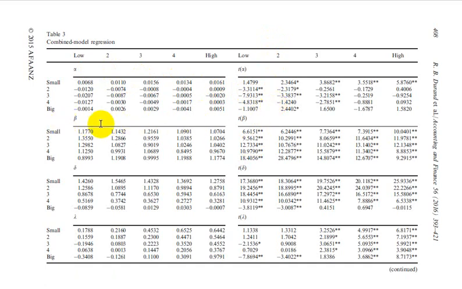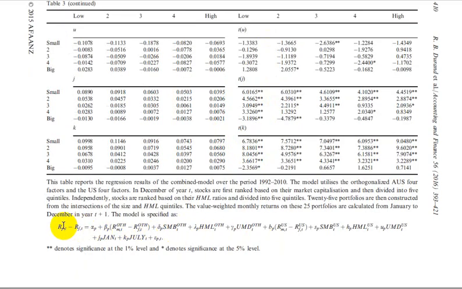But then we have the beta, which is related to the market return. This is the beta of the orthogonalized Australian returns. Actually, let's go down and look at the model so it's easier to understand what each of these variables is. So the model is this.